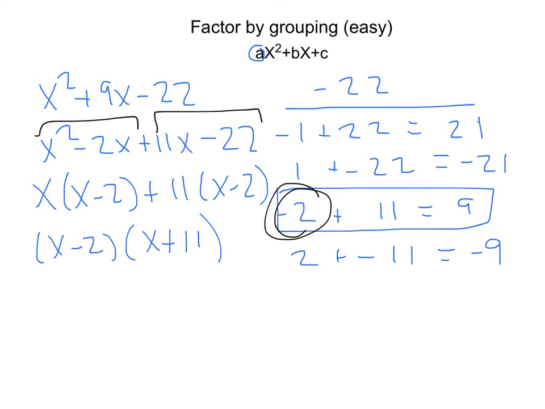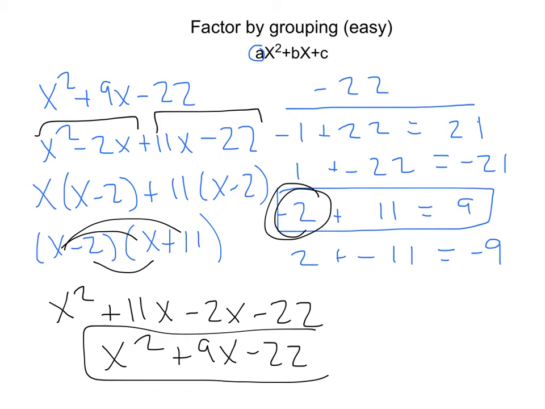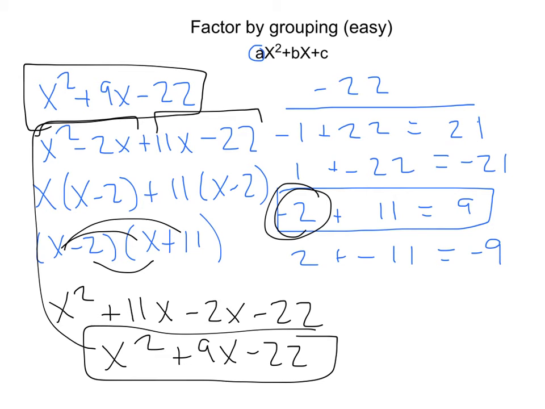Like I said, you may want to, or you need to get in the habit of folding this back together all the time. So we say x squared plus 11x minus 2x minus 22. And then whenever you work that out, as long as you always come back up with the same thing you had here, then you're doing that problem right.